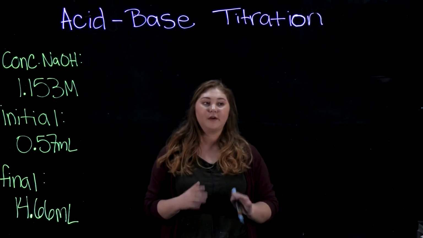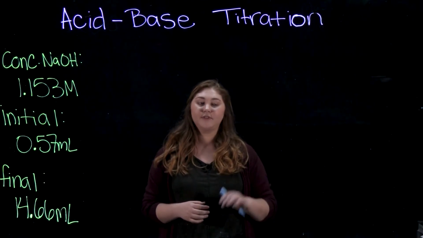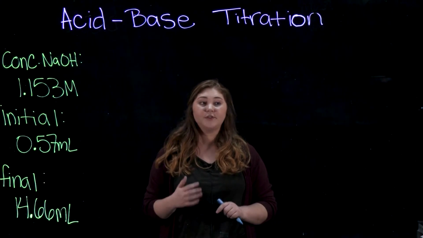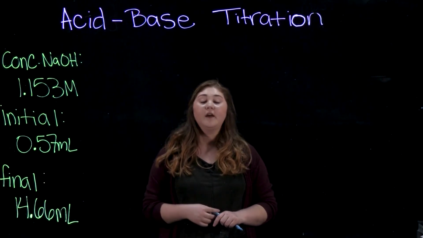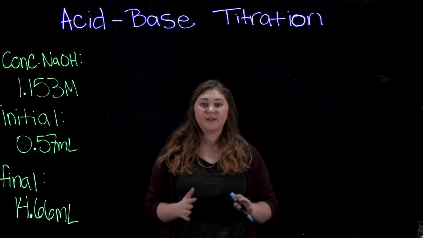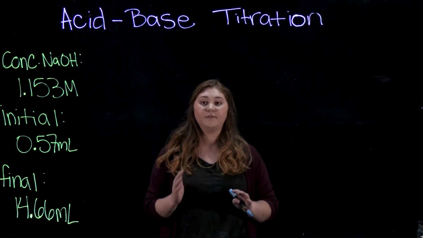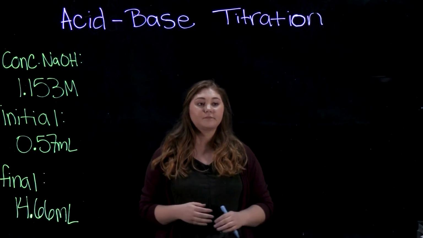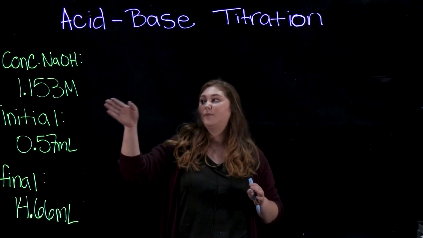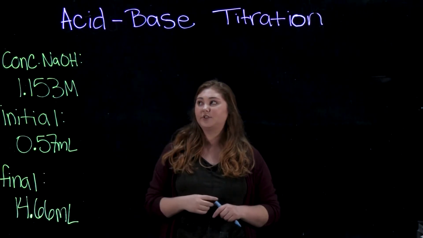Question 3 asks you to calculate the molarity of acetic acid in your vinegar solution. To do this, you'll use the data that you collected from the titration portion of your experiment. For this example, we'll assume that we titrated a 15 milliliter sample of vinegar, which again comes from the volume on our volumetric pipette, with a 1.53 molar solution of NaOH.